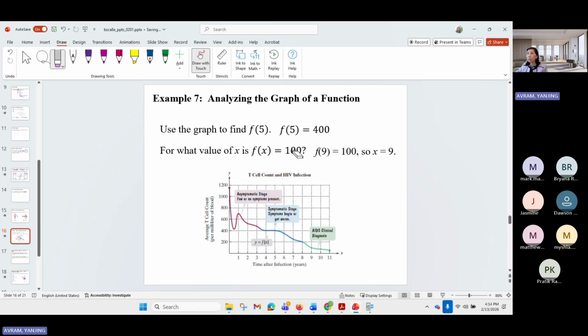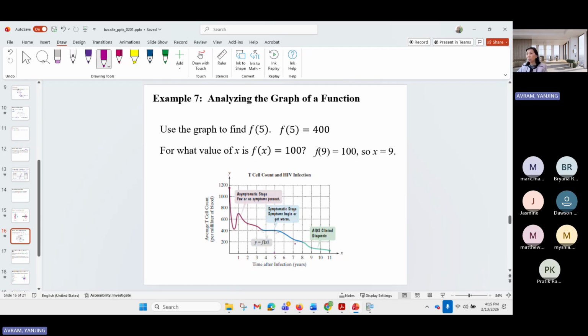Okay, this one you want to use the graph to find the value. So this is basically just reading the graph. So when x equals 5, you can see 5 is right here, right? And then just go up here. So y looks like 400. Okay, 400. This is the average T cell count per milliliter of blood.